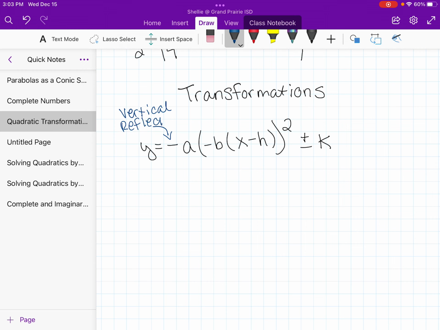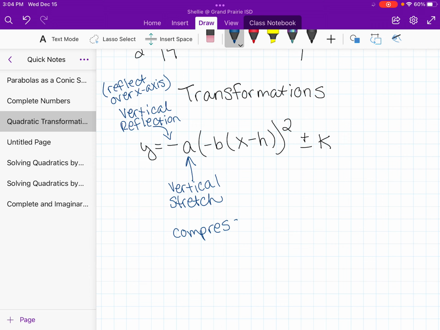You'll also see this written as a reflection over the x-axis. So you also see that too. So reflect over x-axis. I know that's a weird thing to say, to reflect over the x is a vertical reflection, but that's what it means. This value of A right here, that is a vertical stretch or compress. So stretch, or it could be a compress.